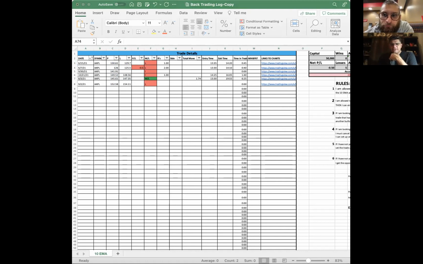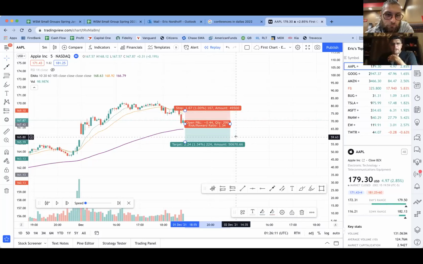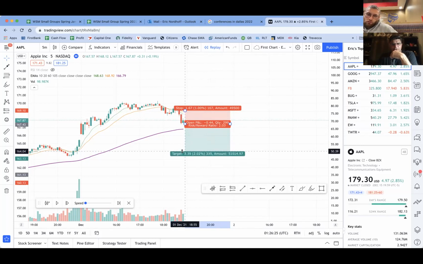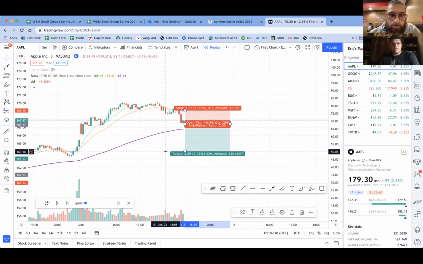Let me share this back with you. So we're back in here, and I set this up. It is what it is. I was gonna put it down to about here, where it sort of hits the 10 EMA, whatever. What's it called? The line.